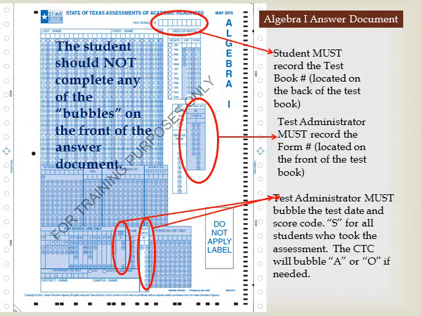The test administrator is responsible for checking that this is accurate and was done correctly when they pick up the materials from each student. Test administrators must bubble the test date and the score code. When you pick up the student's document, you're going to write the date of the test, which will be 05 because we're taking this on May the 5th, and then you're going to bubble an S for score. If there are any students who are absent or who receive an O while testing, the testing coordinator will take care of this. You're only responsible for the S.